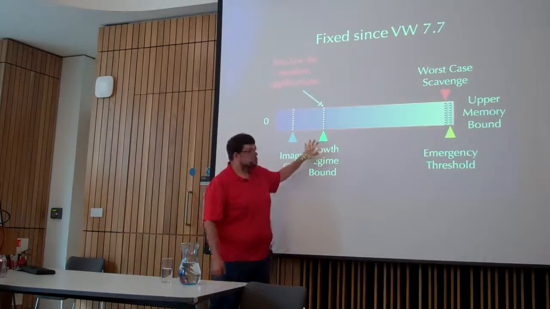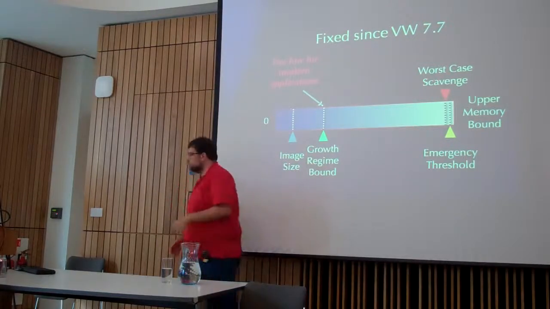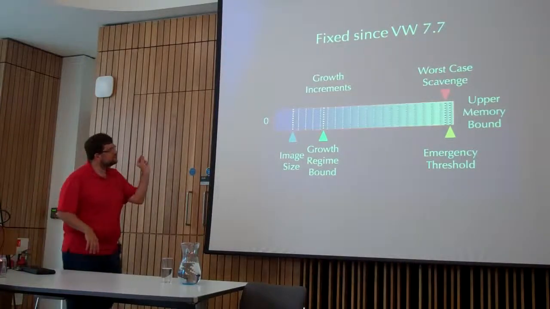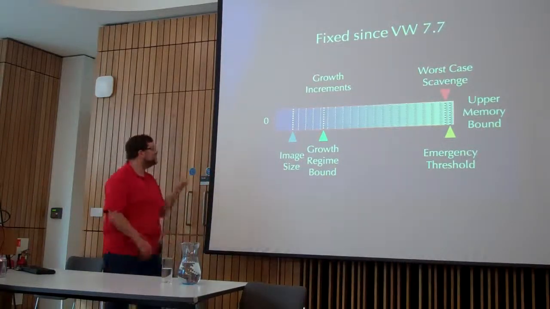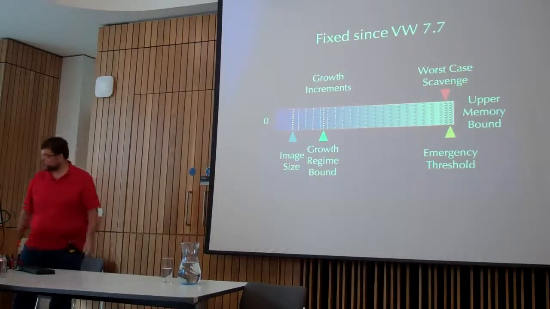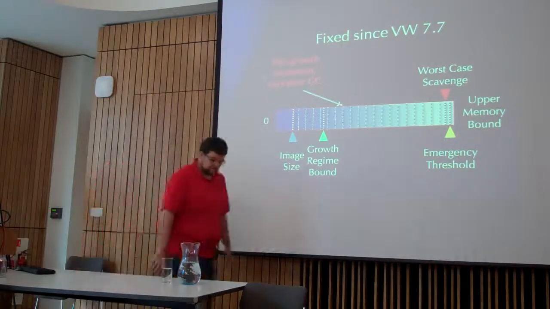But before, this limit was pretty low, and so you could get garbage collection for nothing. Moreover, the growth increments were really, really small. One megabyte. So each time you grow, I'm going to give you a megabyte, says the memory policy. Well, what's the problem with that? Well, the problem is like this, right?